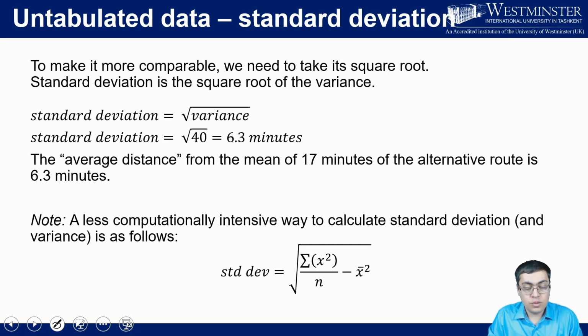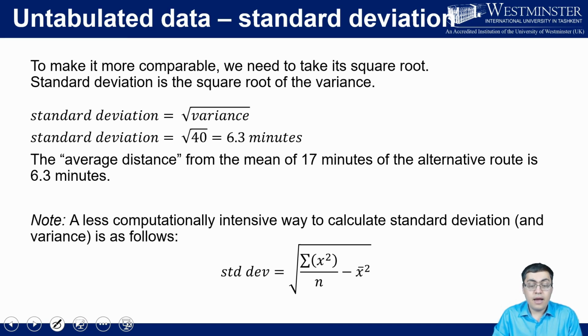Luckily, what we can do is take its square root to remove that square unit and go back to the underlying units that we had, in this case, minutes. And if we do take the square root of the variance, then what we are finding is our standard deviation, right? So in our example, our standard deviation is the square root of 40, which gives approximately 6.3 minutes.